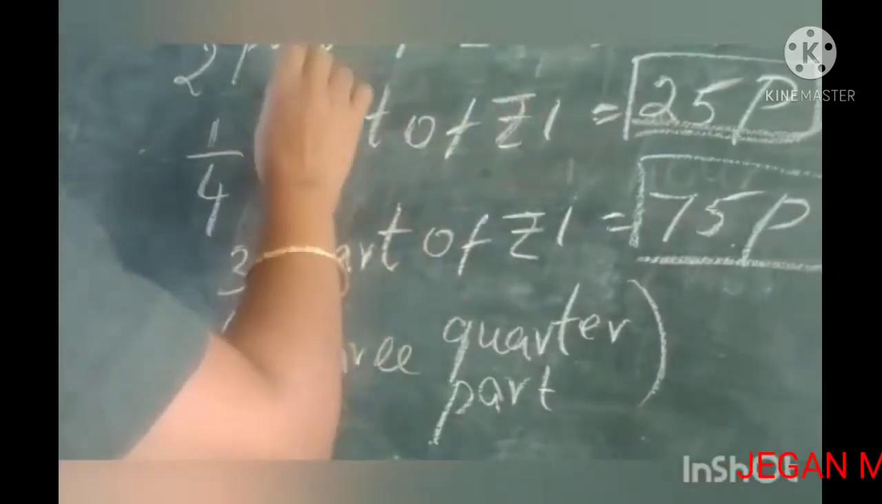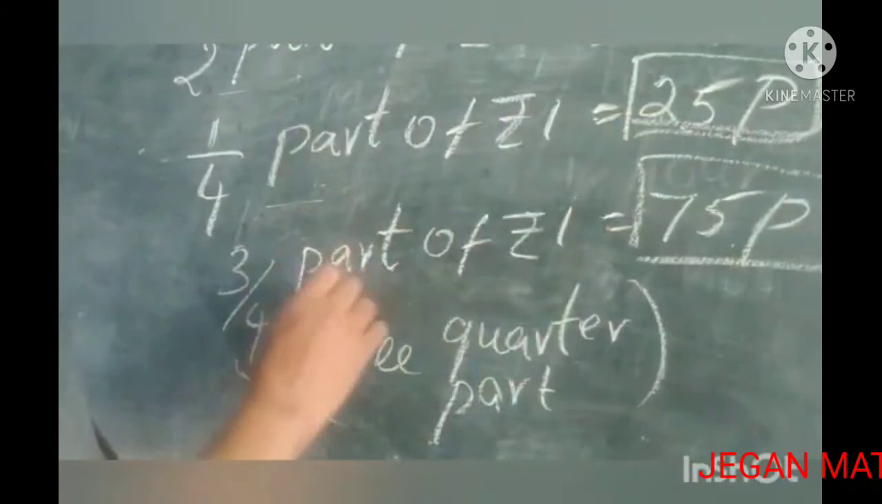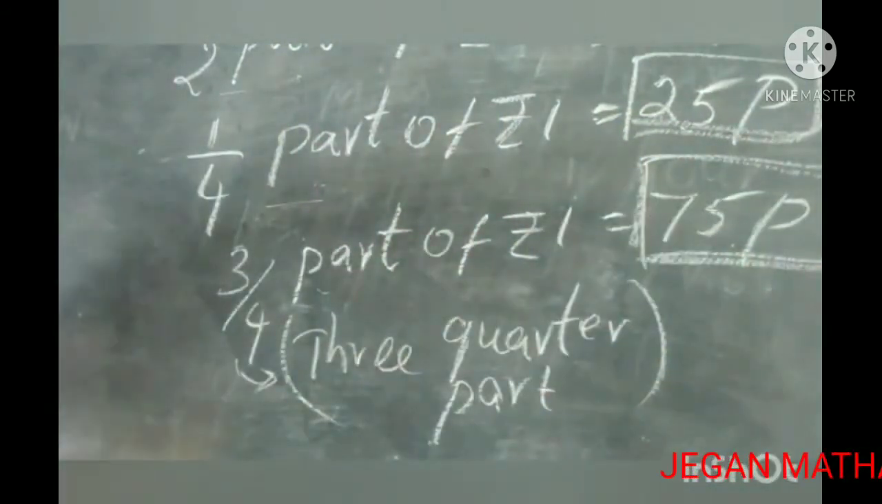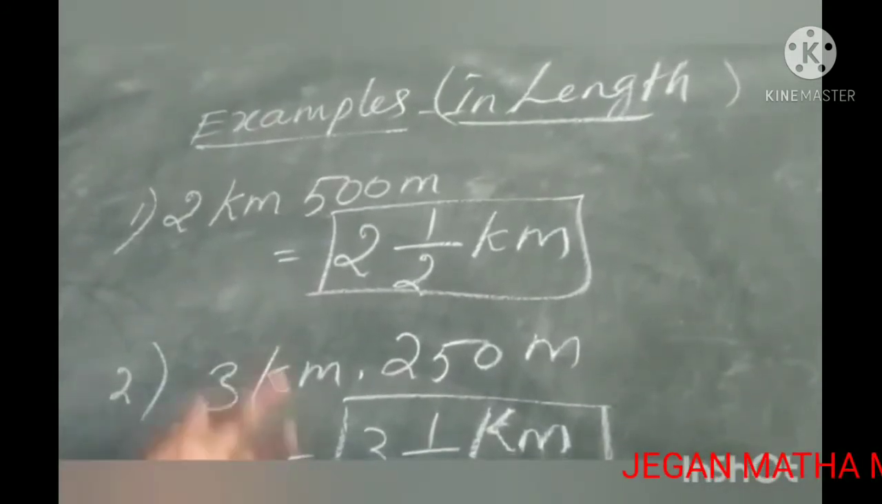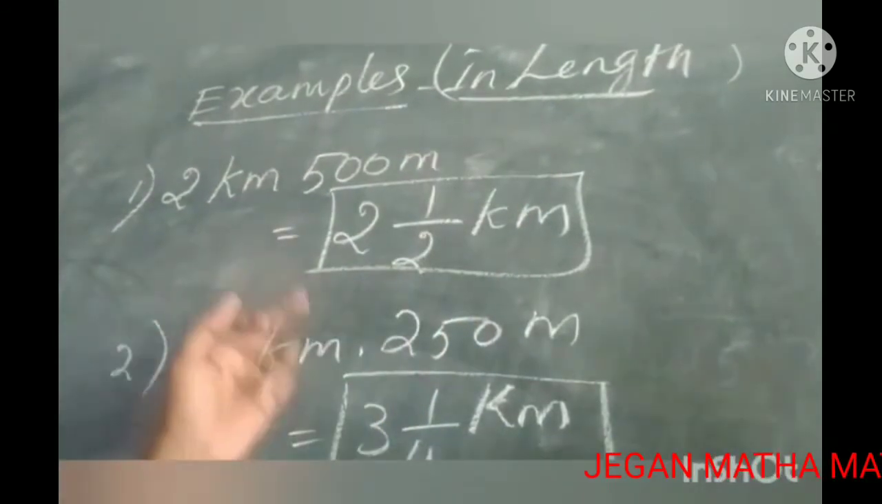Half of the part, that is 50 paise. 1/4 of the part, that is 25 paise. 3/4 of the part, that is 75 paise. Okay, is it clear? Now let us see the example sums one by one. In the example sums, first we select the length heading. Okay, see the first one.